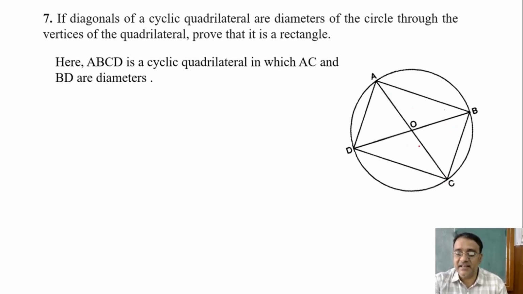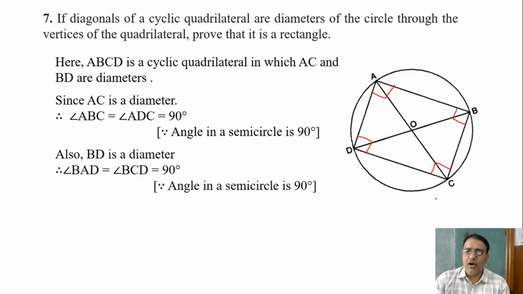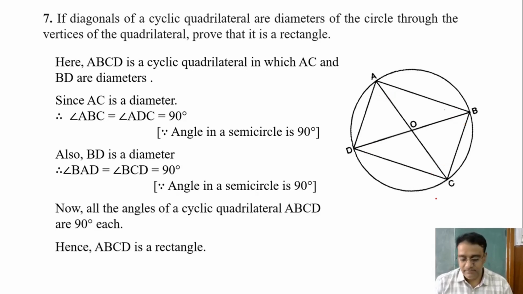Now since AC is the diameter, this angle is 90 degrees. Why? These two angles, angles in a semicircle. Very good. Angle in a semicircle is 90 degrees. Similarly, if BD is a diameter, this angle and this angle are equal to 90 degrees. So now all the angles of the cyclic quadrilateral ABCD are equal to 90 degrees. So therefore ABCD is a rectangle. Any doubt? No, sir. Okay.